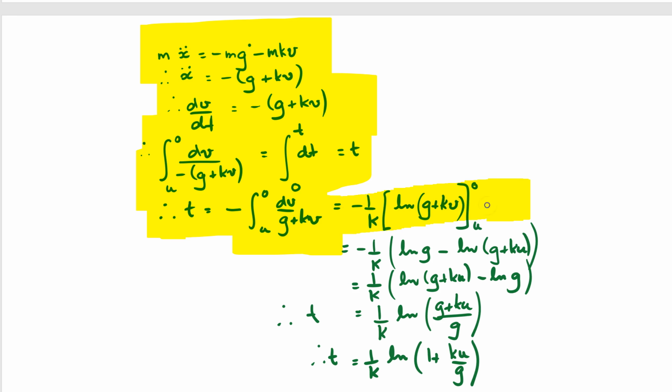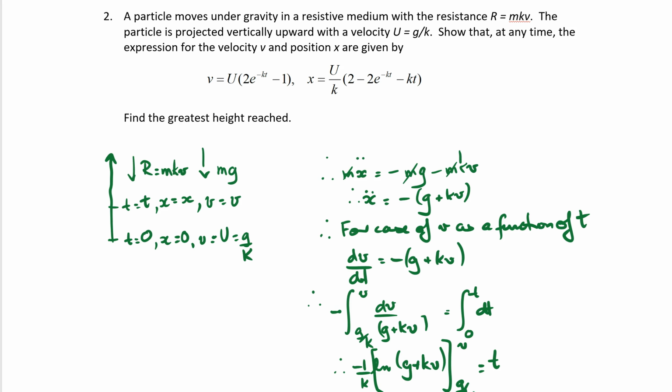which will become a log integral. We apply our log rule. We take the negative out through the brackets, and we finally get our expression for t, and then just simplify what's in the brackets. In our second example, we have a resistance mkv again.